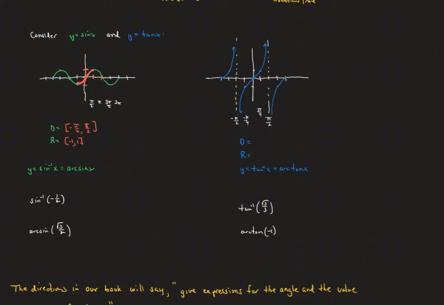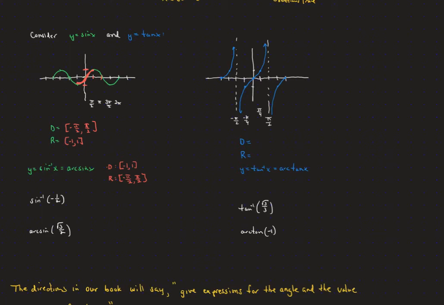That will make for our inverse sine, or arc sine, as it's also known. Its domain will be negative 1 to 1, and its range will be negative pi over 2 to pi over 2. So we'll get answers to an inverse sine that are going to be between negative pi over 2 and pi over 2.